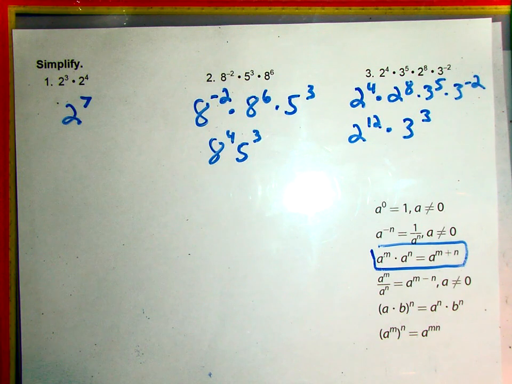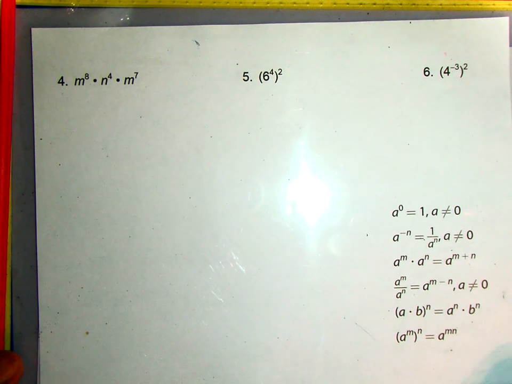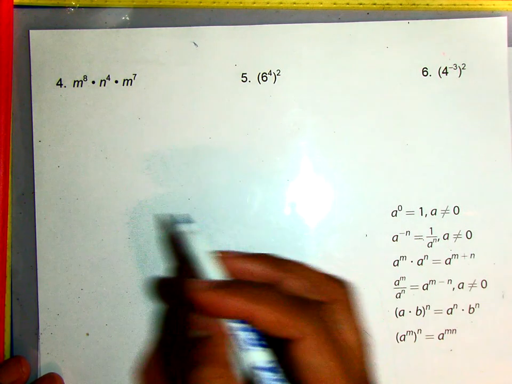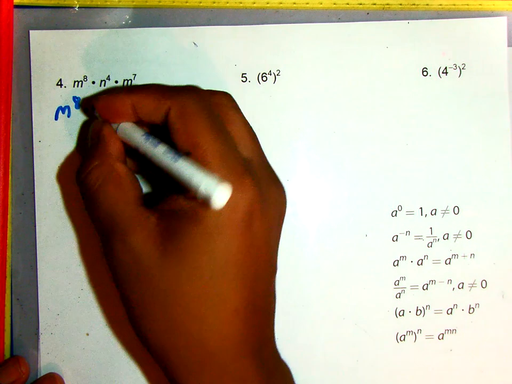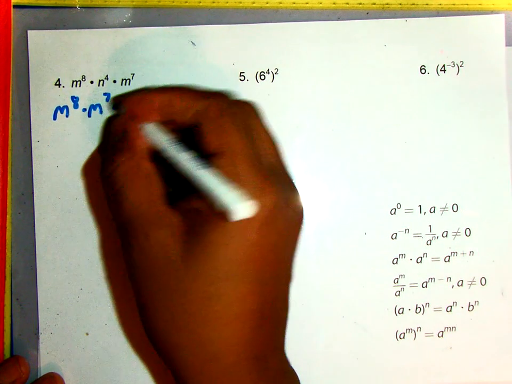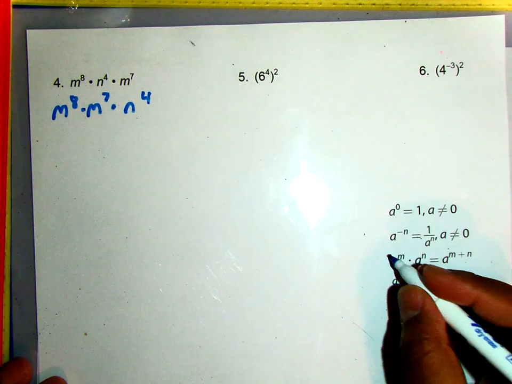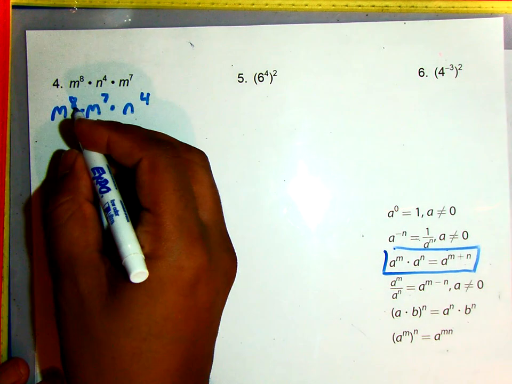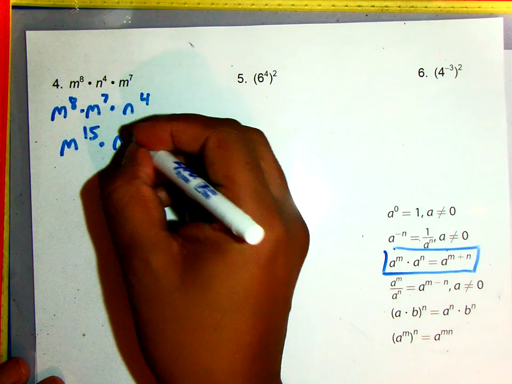Okay, let's take a look at some more examples. Okay, now on this one, they're variables, but everything remains the same. You want to make sure you match up the right bases together. So we've got m to the 8th times the other m, but it's raised to the 7th, times n raised to the 4th. We're going to follow the exact same rule here, and we'll add the exponents, 8 plus 7, which will get us m to the 15th times n to the 4th.